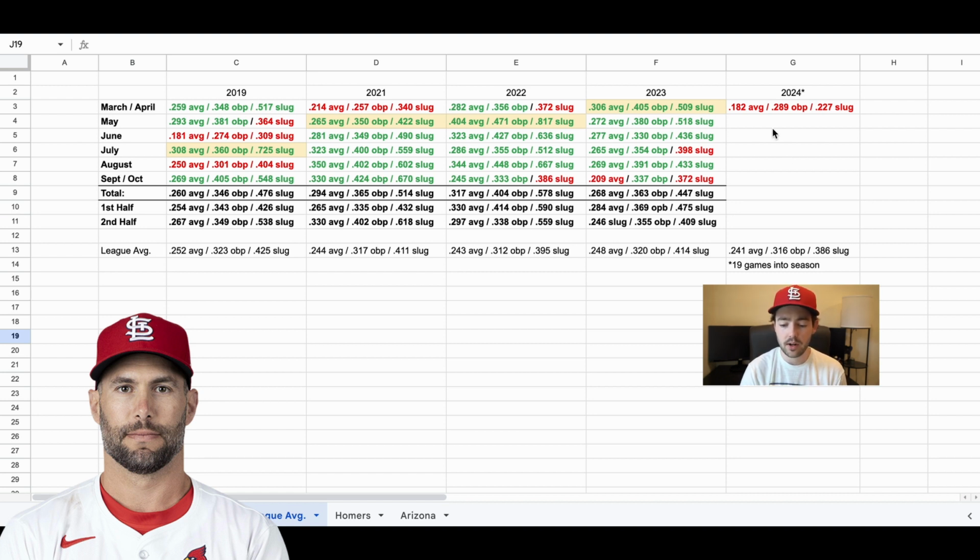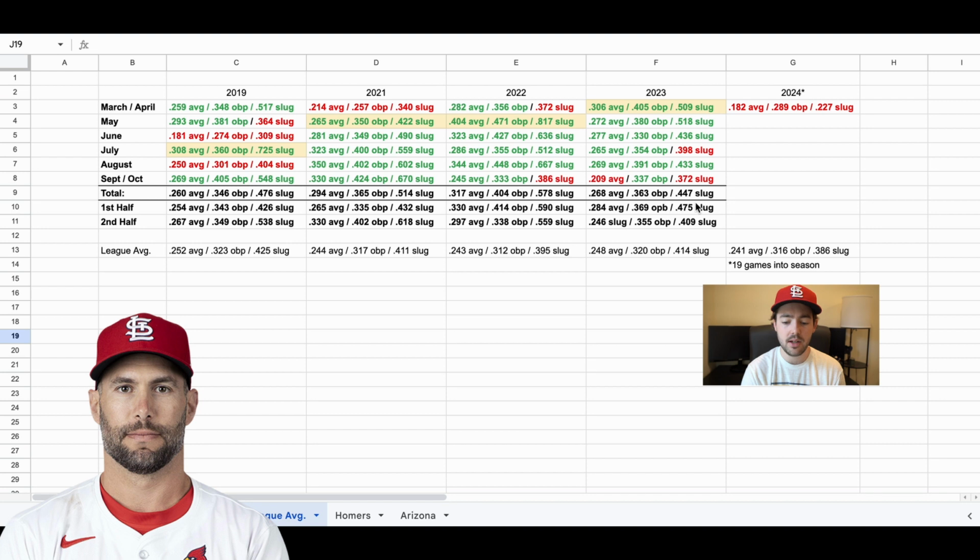And then 2024, as of the time we're recording this, they've played 19 games, and he is averaging .182, .289 on-base percentage, and his slug is a pitiful .227. And that's something else too. If anything really took a dip his entire career with the Cardinals, it was his slugging percentage. The power just wasn't there.